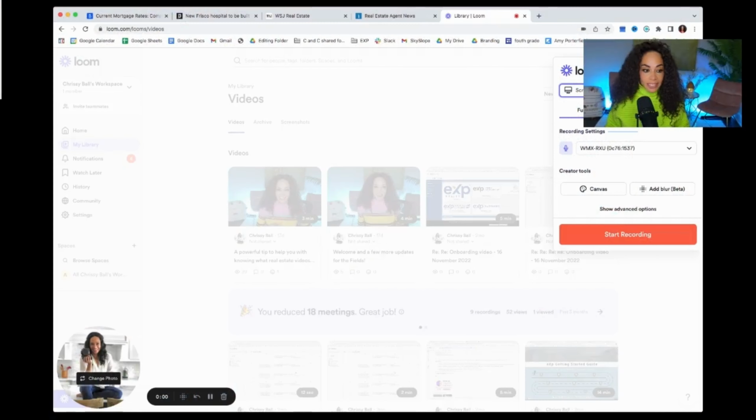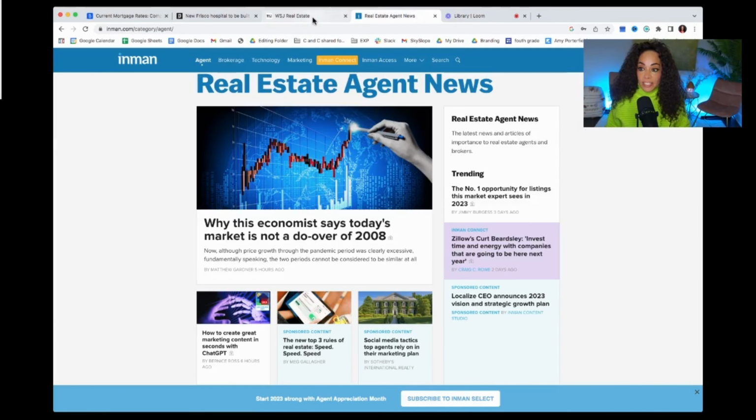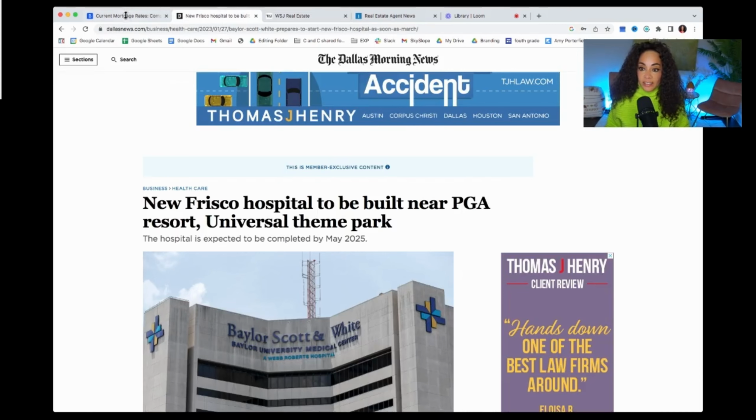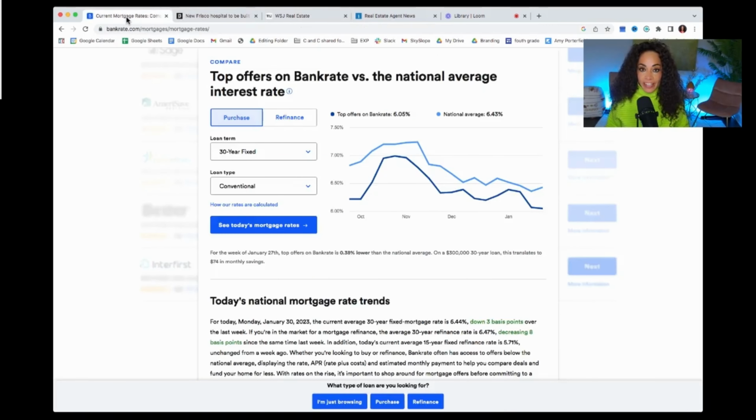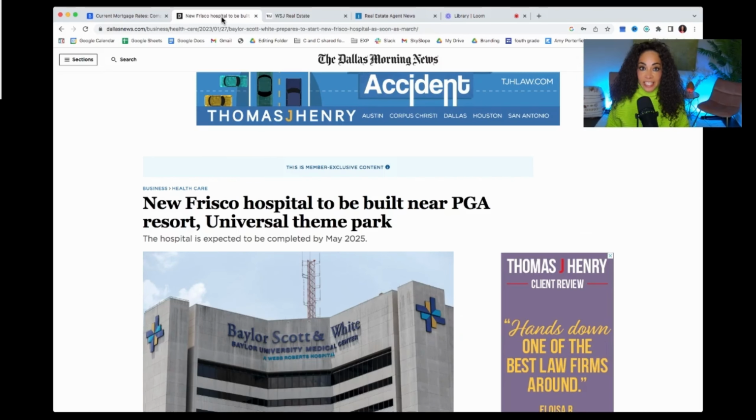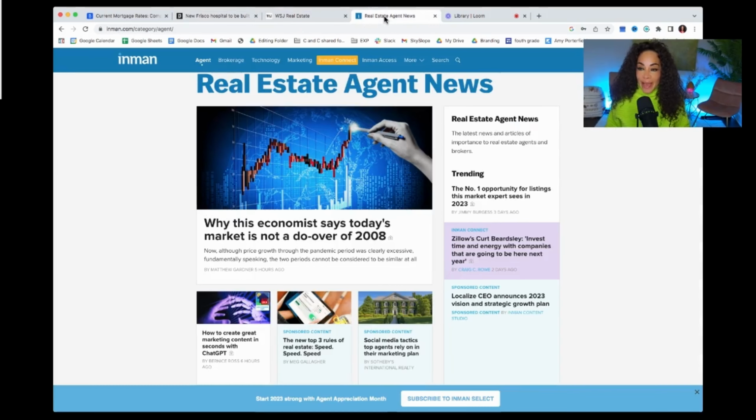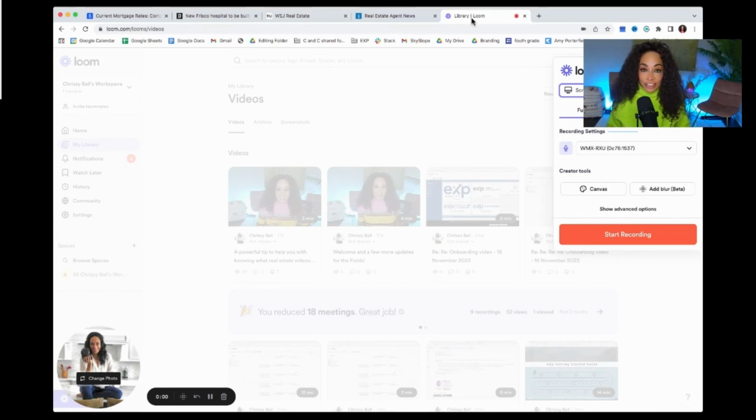Then I would go back to my Loom right here and I would literally simply switch these tabs that I have open. And do you see how easy it is to do those pattern interrupts so that you are giving them up-to-date current information and then coming back to your screen so that they know that you are engaged in your content. You also know your way around your screen, the information that you're wanting to share with your clients so that they stay engaged.